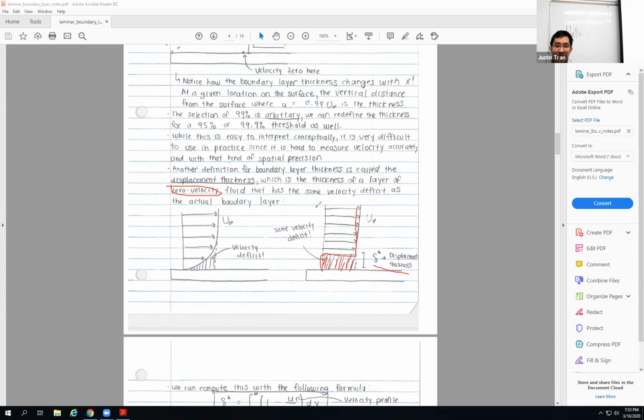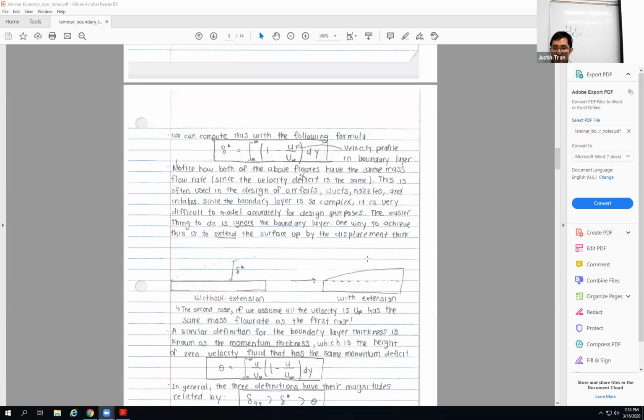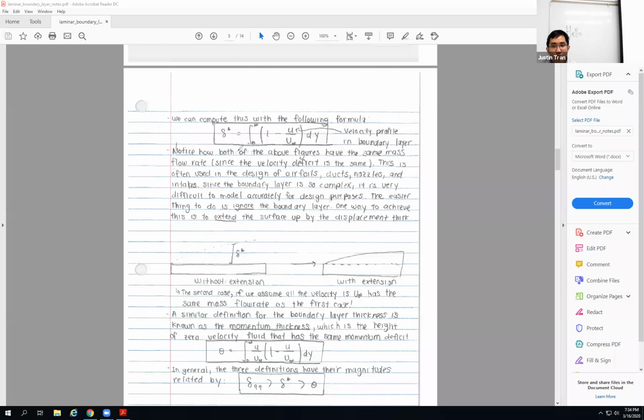Okay? Mathematically, the way that we compute this is with this formula right here. Delta star is equal to the integral from 0 to infinity of 1 minus u, where this u is the actual velocity divided by u infinity, dy. Unlike delta 99, which has a qualitative, heuristic definition, the displacement thickness we can actually compute. It's used with a lot of other boundary layer methods that we'll probably go over next week, like von Karman and Thwaites use this displacement thickness.